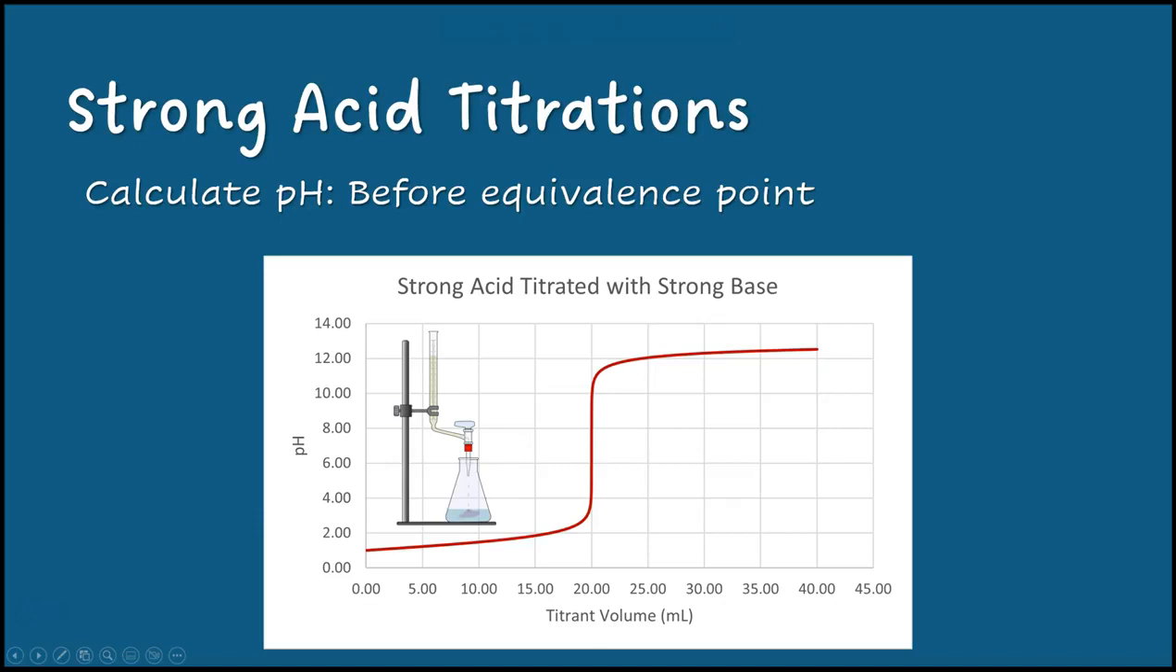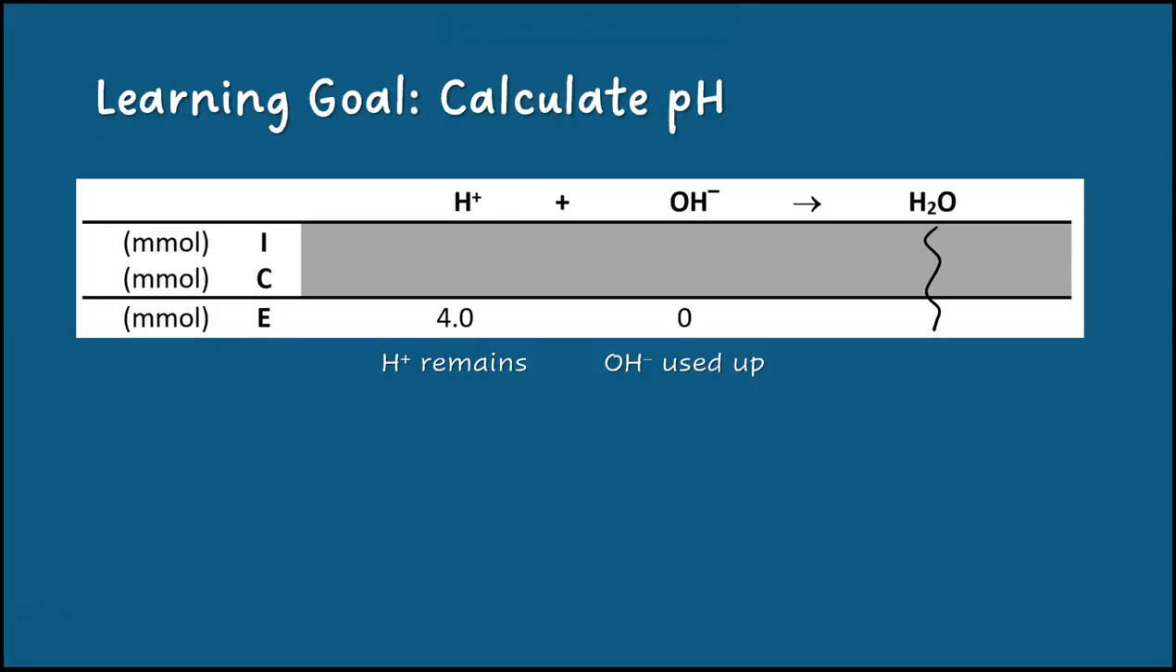Hi everyone! This video looks at a strong acid titrated with a strong base and will focus on the pH calculation before the equivalence point. If the titrant volume in the problem is more than 0 milliliters, then we have to set up a millimole table. The E row of our millimole table tells us where we are on the titration curve and guides us as to how to calculate the pH from that information.